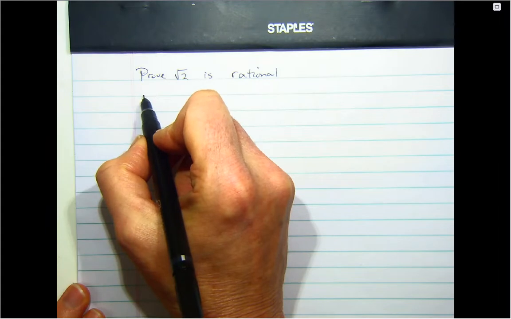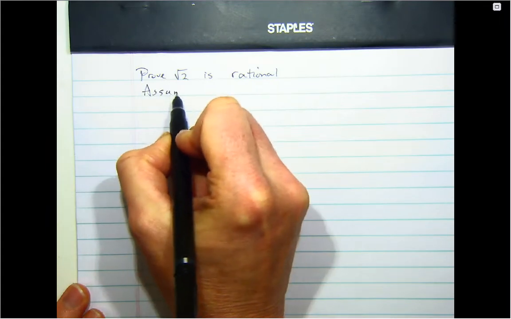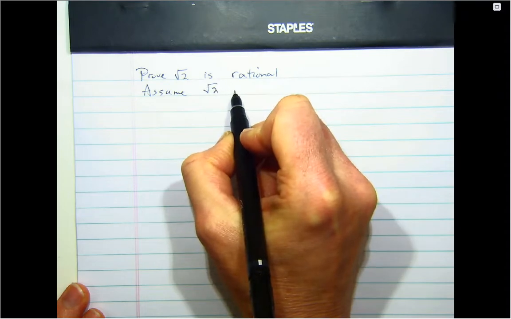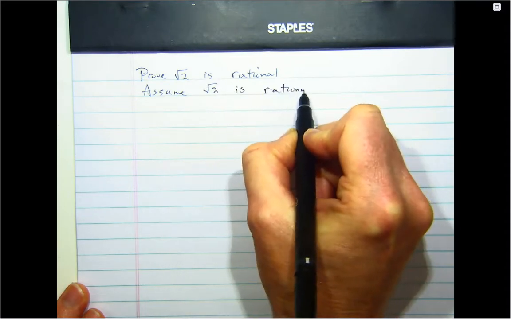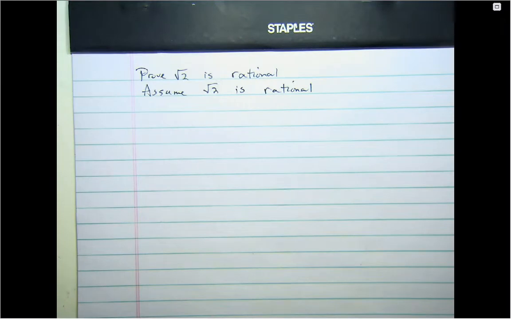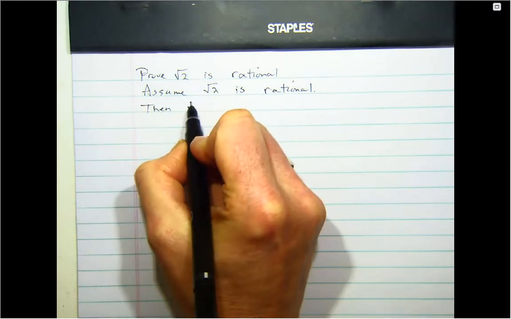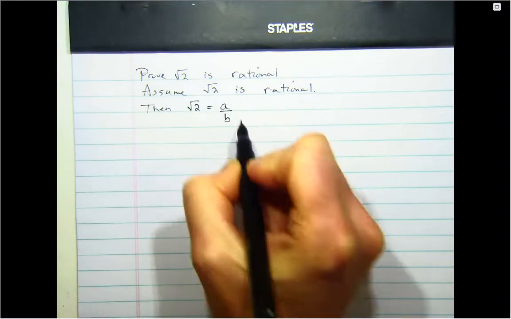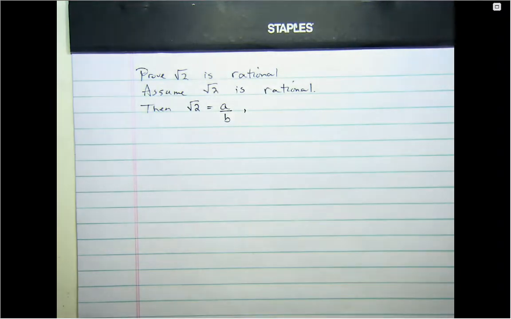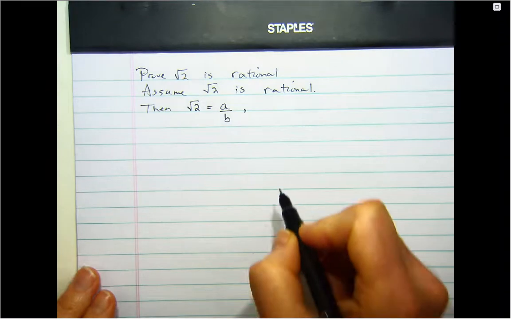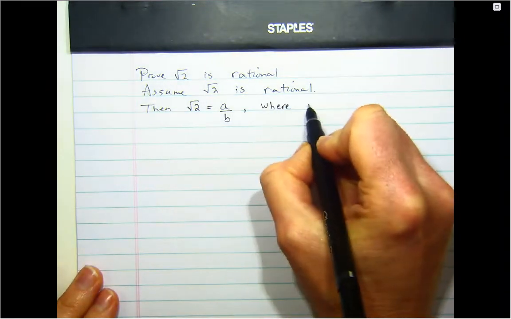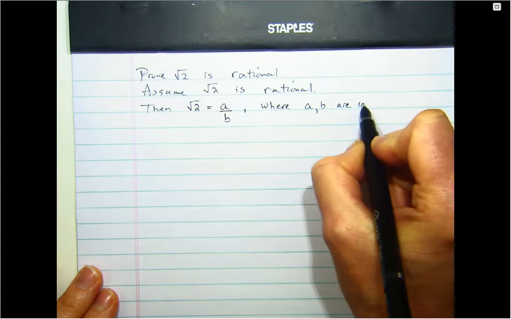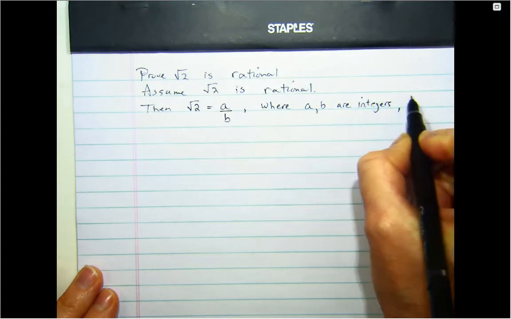Well, first we assume the square root of 2 is rational, just like the Pythagoreans did. Well, what does it mean to be rational? We can just use our definition for that. So then the square root of 2 equals a divided by b. Okay, we're just defining what a rational number is. The square root of 2 equals a divided by b, where a and b are integers, and b is not 0.